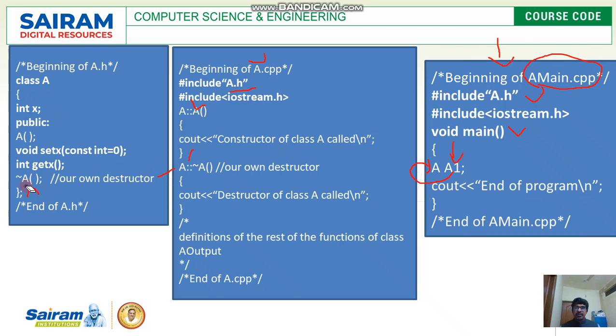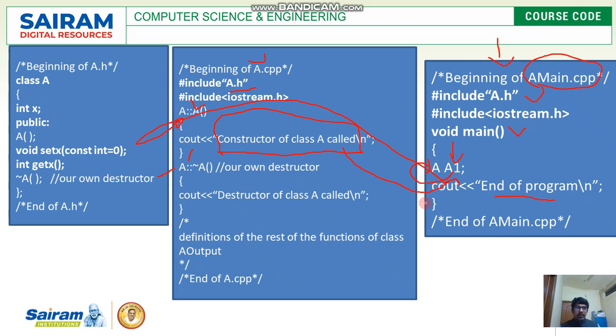The constructor will be called. So in this case, which constructor? The zero argument constructor will be called. So it will come to this place where we have a statement, constructor of class A is called. So this statement will be printed first. Now after this it will go back to the main program, where it is going to print a message, end of the program. So this is going to be the second statement your program does.